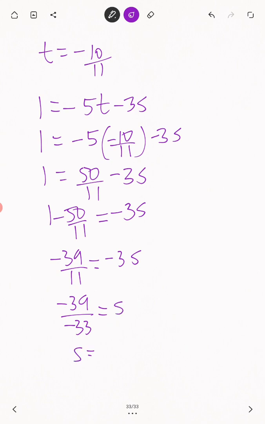And reduce that to lowest terms. I can divide both by 3. That's 13 over 11. So by solving equations 2 and 3 together as a system, I have that the parameter t equals negative 10 over 11 and the parameter s equals 13 over 11. So let's now check and see whether this satisfies the first equation.